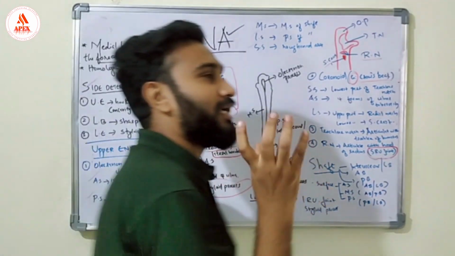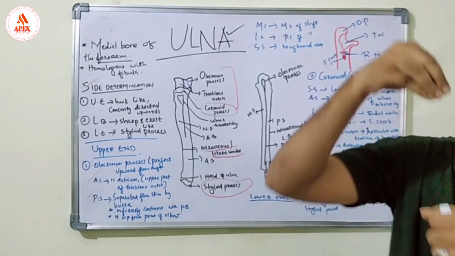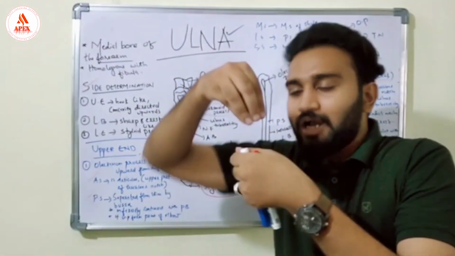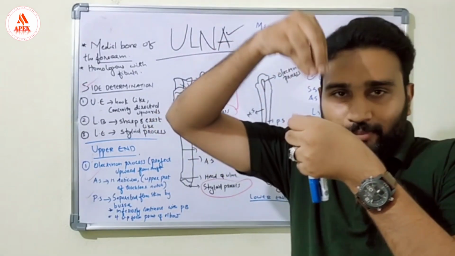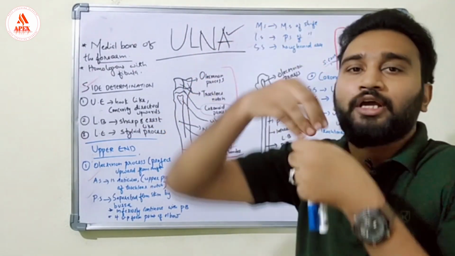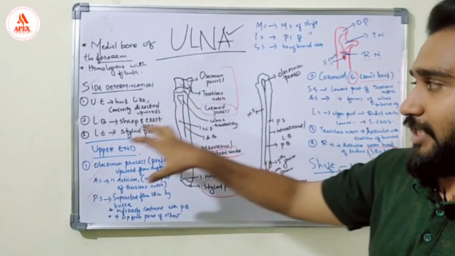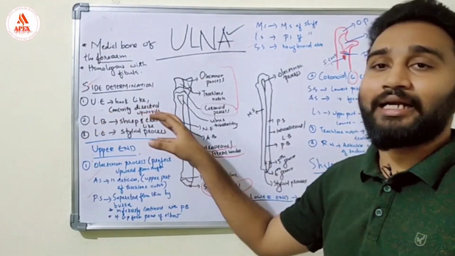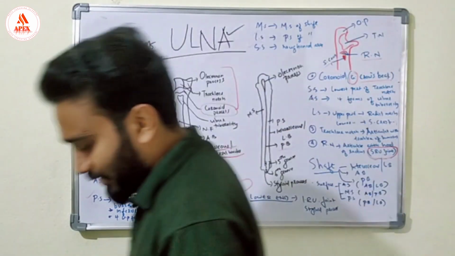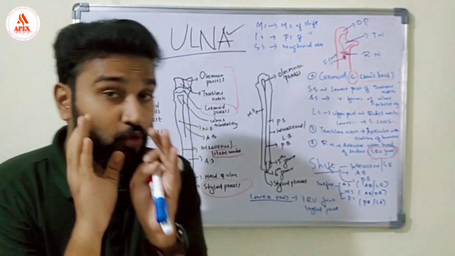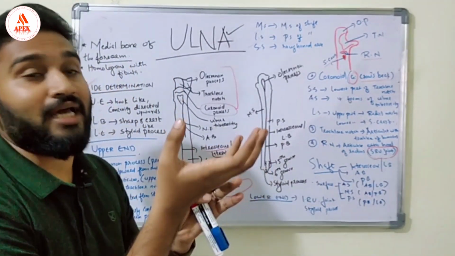Why is the concavity directed upward? We know that the humerus bone is attaching to the ulna. In order to attach to the trochlear portion of ulna, there is a concavity. So the concavity is directed upward. So the first point, that is upper end: the upper end is somewhat hook-like in shape and the concavity is directed upward.